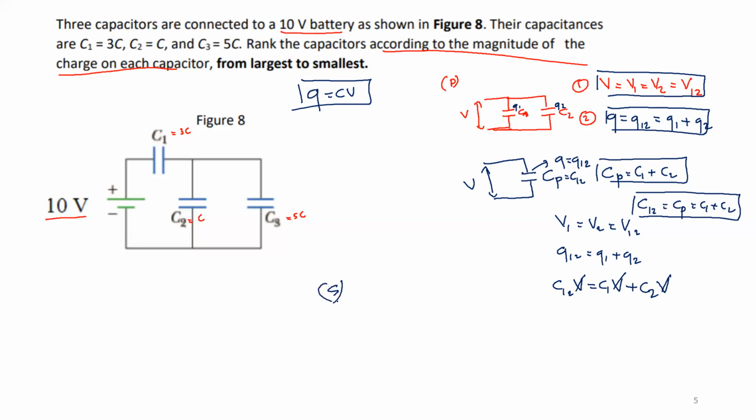Now in series, what do I have when I have capacitors in series? Let me apply the same voltage here, V. Now here I will have my first capacitance C1 in series with my second capacitance C2.